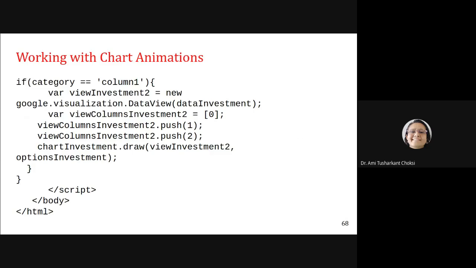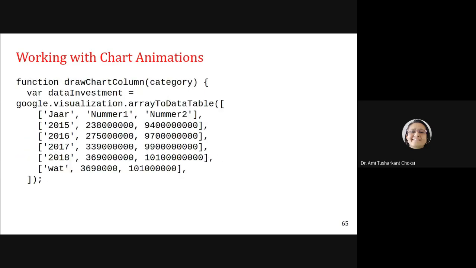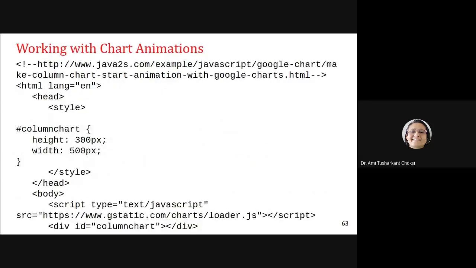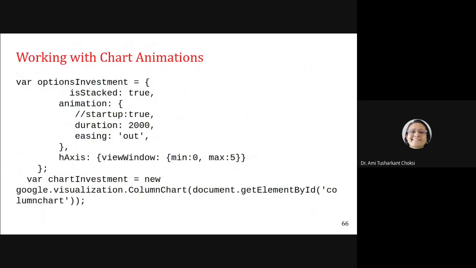So this way, see, as such it is the same thing. We are drawing the chart only. The only thing is we want to have the animation. So with that, we need to specify the animation properties, right? So where are the animation properties? That is available here. Fine. So you can say duration is 2000 and easing is out, right? So this is what we need to specify. Fine.